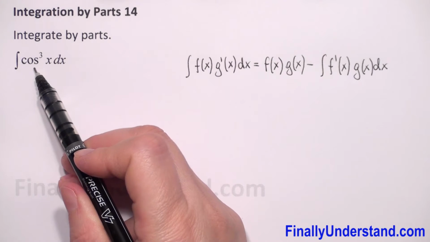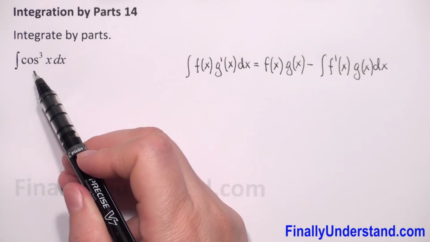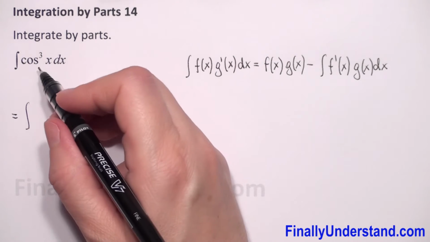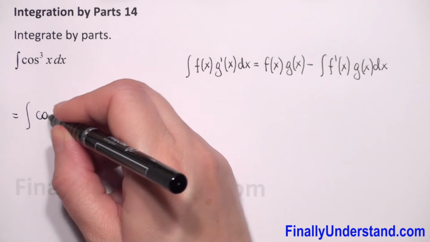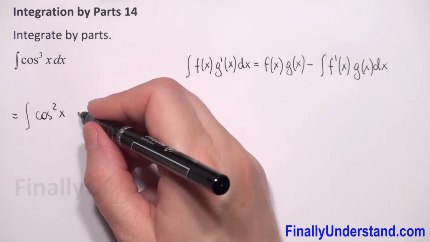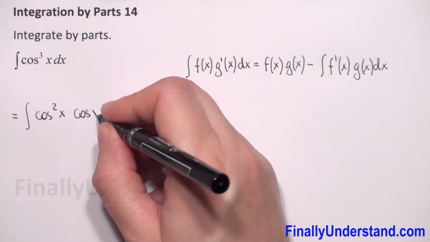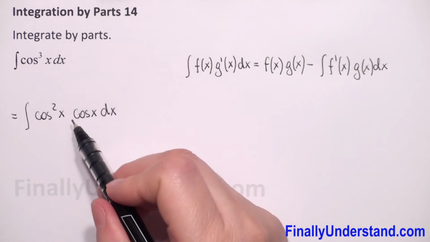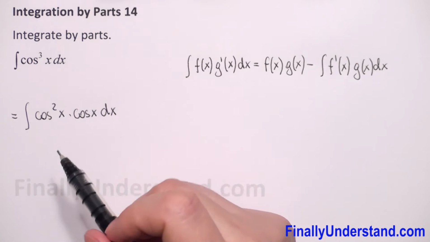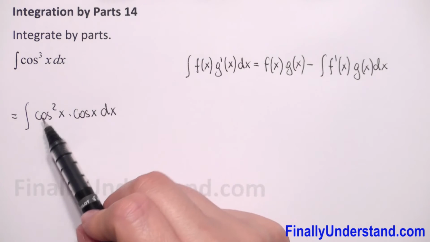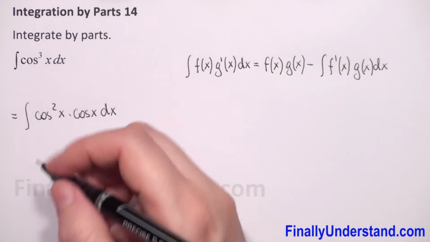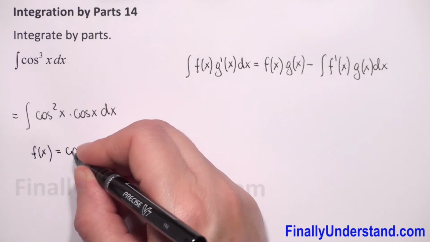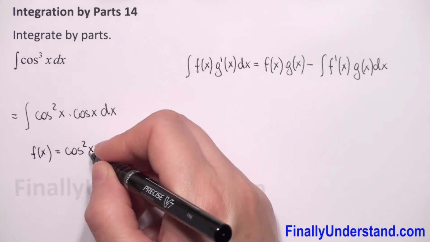We have only cosine cube. So I will rewrite our cosine cube as cosine square of x times cosine of x with respect to x. Now we have multiplication. To reduce this power, I will put that f of x is equal to cosine square of x.